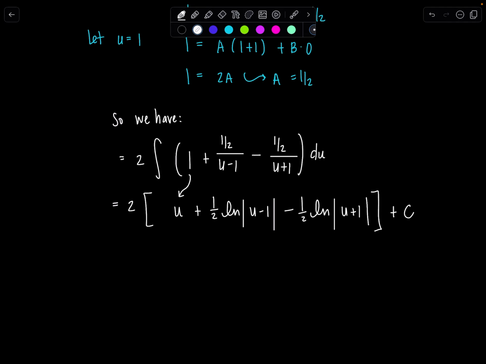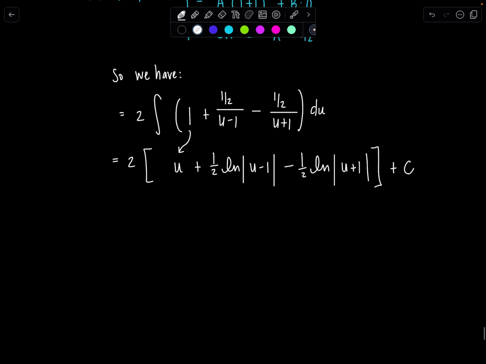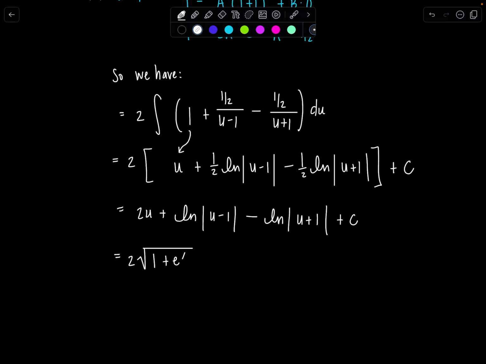Okay, let's distribute the 2 that's in the front. So then now we have 2u plus ln absolute value u minus 1 minus ln absolute value u plus 1 plus c. And then grand finale, replace u with what we originally substituted it for, which was square root of 1 plus e to the x. So this is 2 square root 1 plus e to the x plus ln.